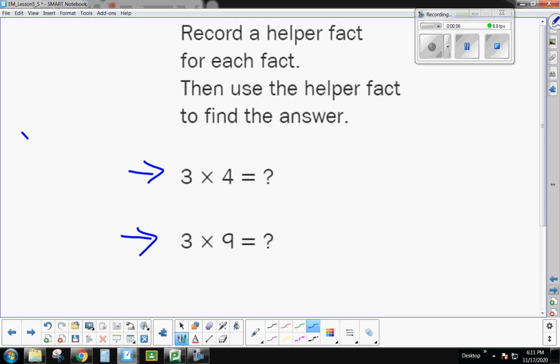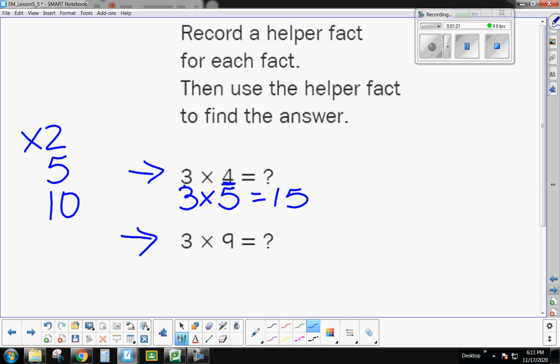Remember, our helper facts are times 2, 5, or 10. Is 3 or 4 close to any of those numbers? Well, 4 is close to 5, right? So I'm going to do 3 times 5 instead and get 15. Now remember, with the helper fact strategy, I need to either add a group or subtract a group from that answer. My answer for 3 times 4 should be smaller, so I know I'm going to subtract. What am I going to subtract a group of? I'm going to subtract a group of 3. So 15 minus 3 equals 12.